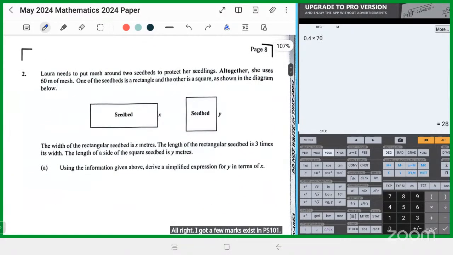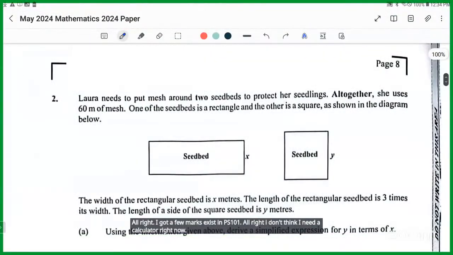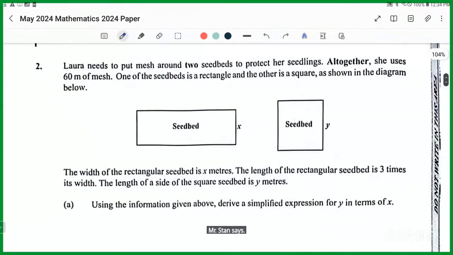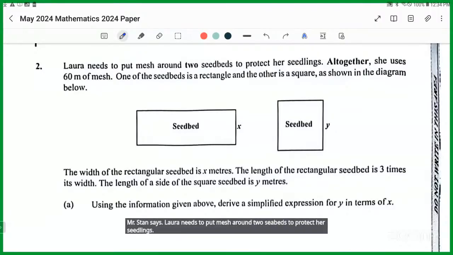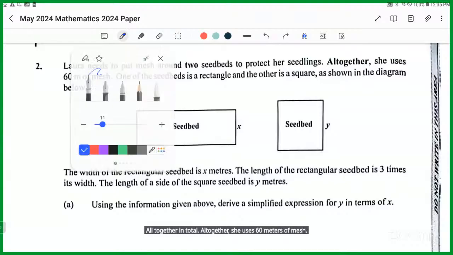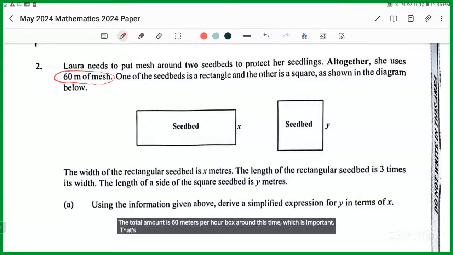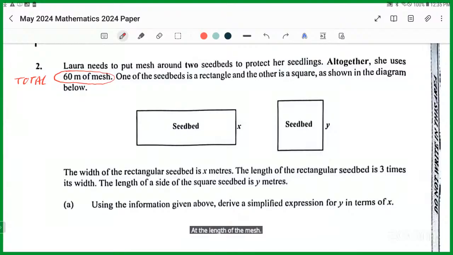All right. I don't think I need a calculator right now yet. This question says, Laura needs to put mesh around 2 seedbeds to protect her seedlings. Altogether, meaning total, she uses 60 meters of mesh. So the total amount is 60 meters. Let's put a box around this. This amount is important. That's the total length of mesh, in meters. Not the area. It's the length of the mesh.